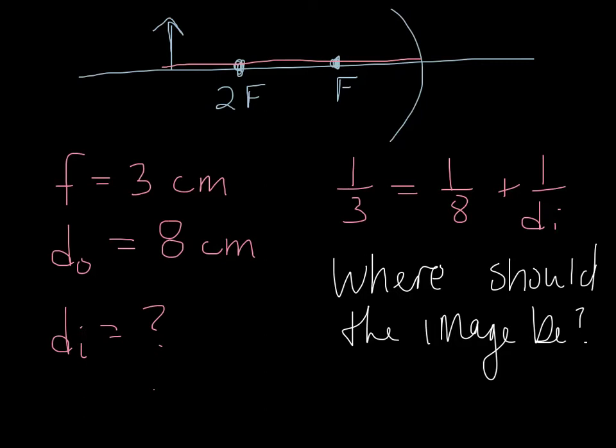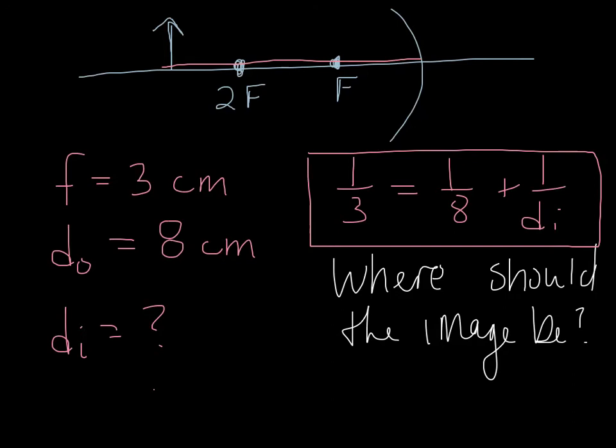And I'm asking you, if that's where you put your object, which by the way is zone 1, where would the image end up? Where should the image end up if your object is in zone 1? Answer that for yourself, and then you can go ahead and solve this equation any way you like. I've set it up here for you with 1 over 3 is equal to 1 over 8 plus 1 over d_i, and you're going to solve for d_i. Let's look at 2 different ways that you can do that.